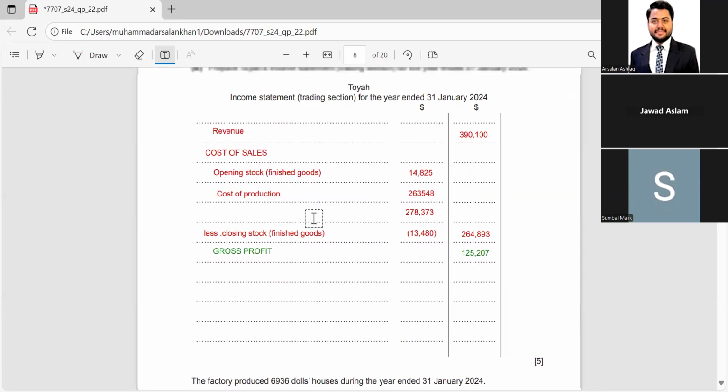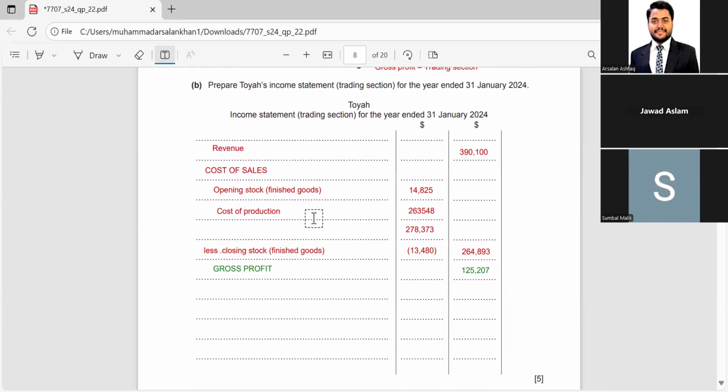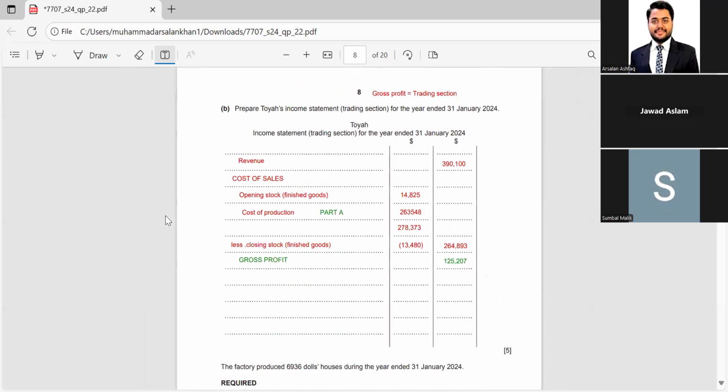Okay, I use revenue. I added the opening stock of finished goods. I added the cost of production as per part A. I subtracted the closing stock of finished goods to get the gross profit. 5 नंबर का देखो कितना सिंपल सा क्वेश्चन था, बस 5 चीजें लिखनी है और क्वेश्चन को एंड करना है. You will get the 5 marks. You can take pictures and ask any question if you want to.